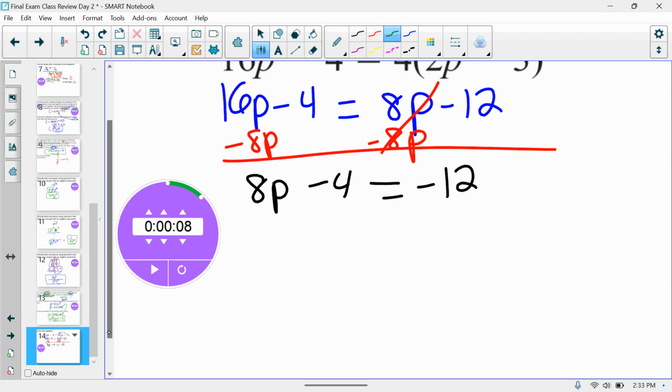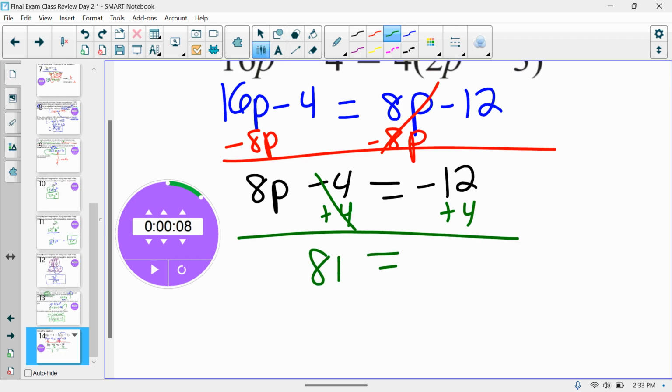Get your constants on the other side, so add 4 to both sides so you can cancel it on the left. -12 plus 4 is -8. So to get p alone, opposite of multiplication, we are doing -8 divided by 8, -1.